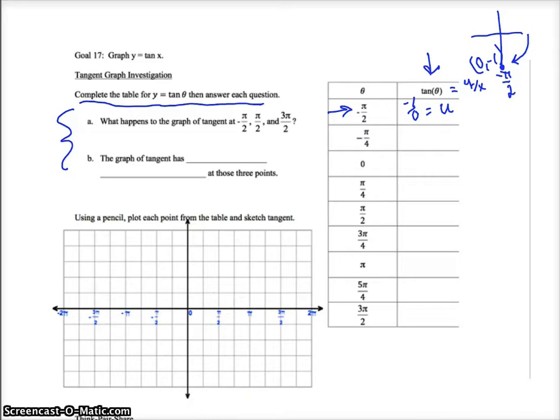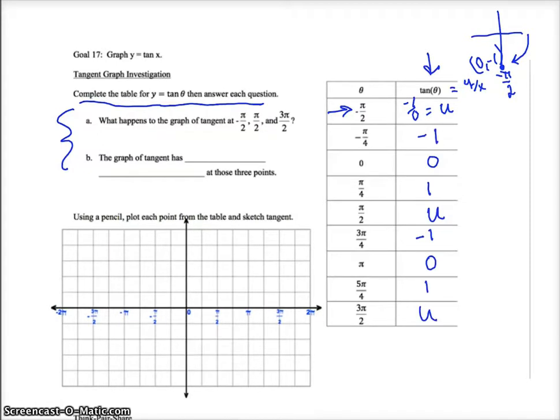So I would like you to pause the screencast and complete this table on your own, and then answer questions A and B as best you can. Take a moment and quickly check the y-coordinates of your table, or the functional values for tangent. And then let's discuss question A. What happens to the graph of tangent at negative pi over 2, pi over 2, and 3 pi over 2?